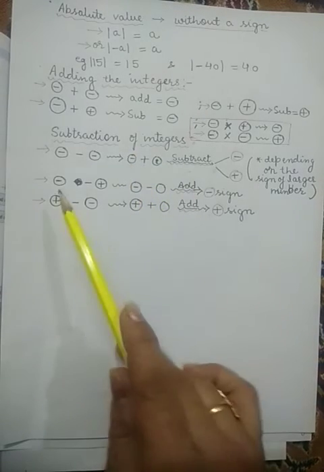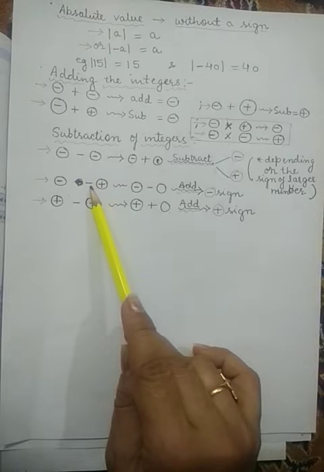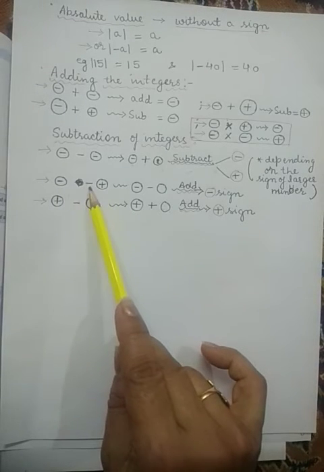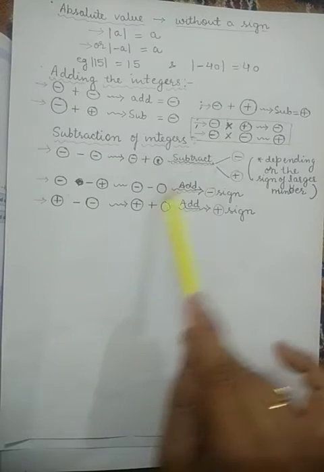Now in the next question, a negative and a positive number, they are subtracting. Now this negative and positive when multiplied, we get a minus sign.